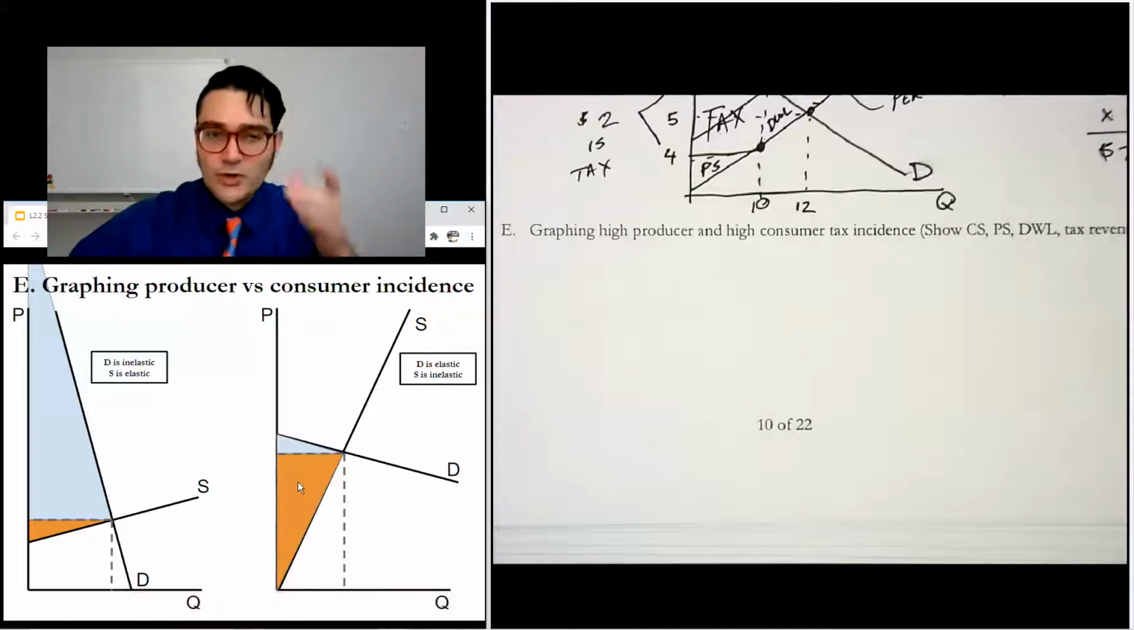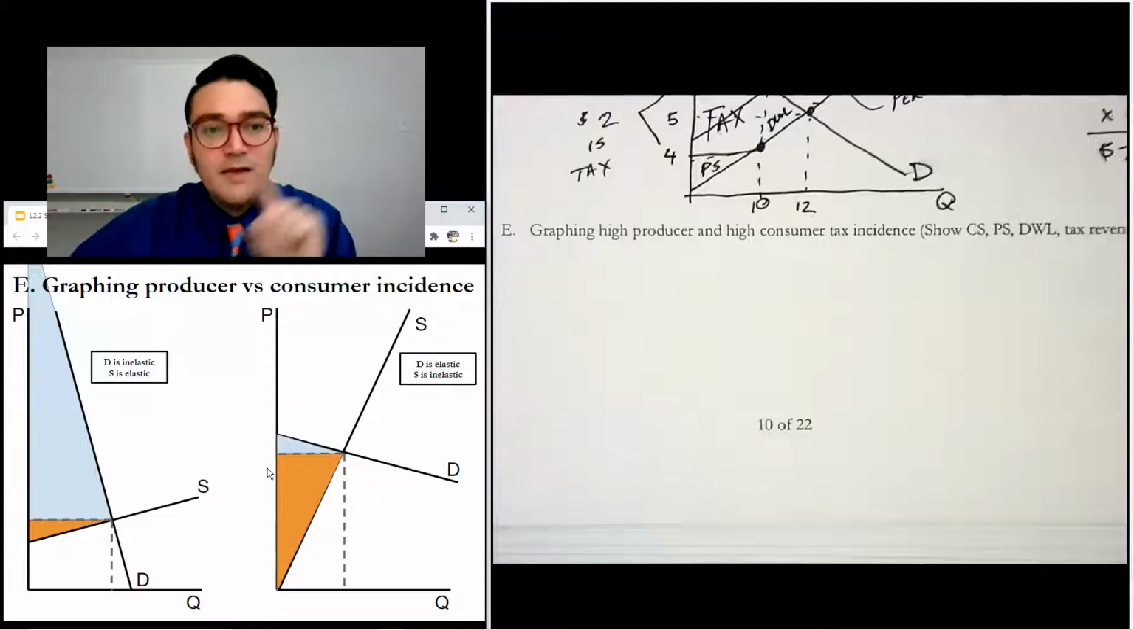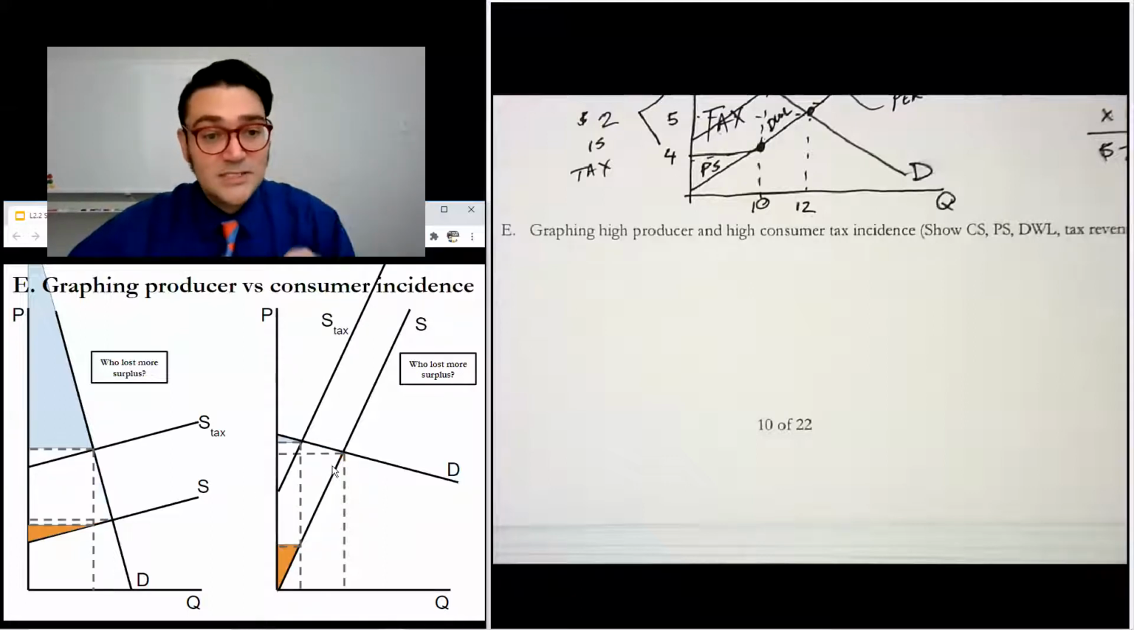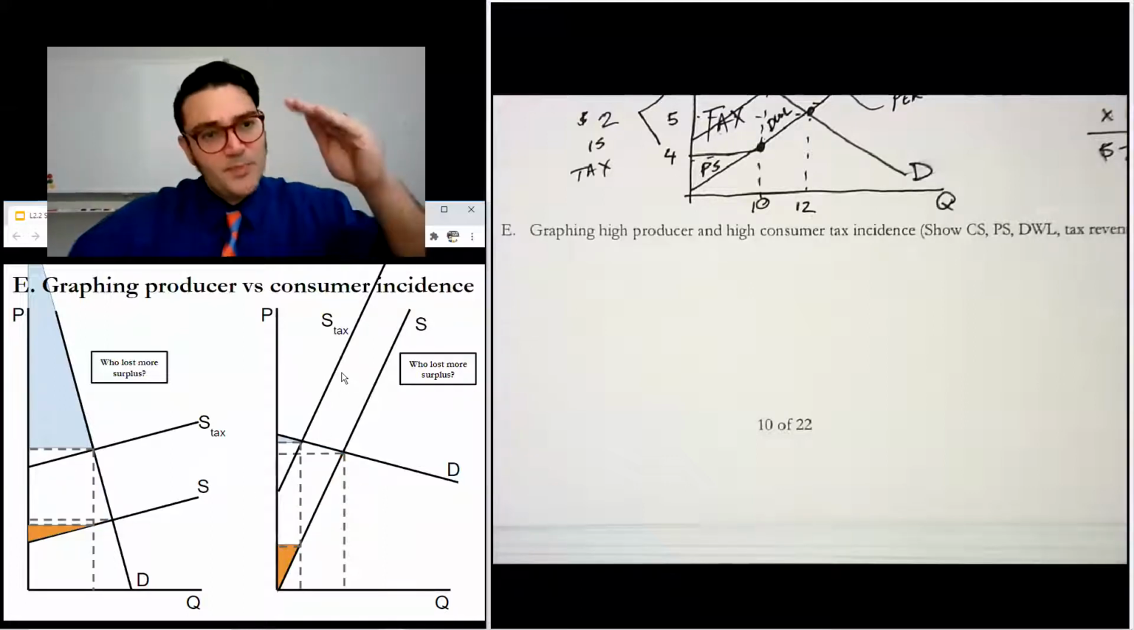And I've gone ahead and color-coded the producer and consumer surpluses for you. So our question is, who's paying more of the tax? So the tax, right, shifts that supply curve up by the amount of the tax.